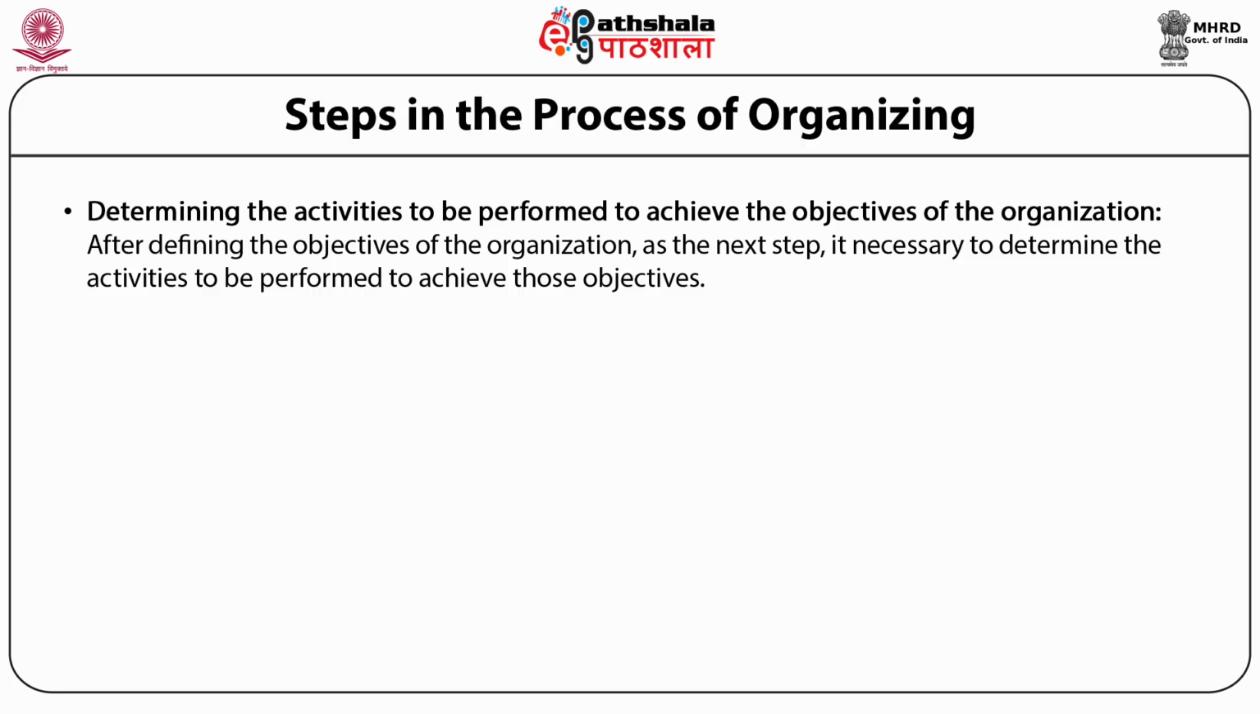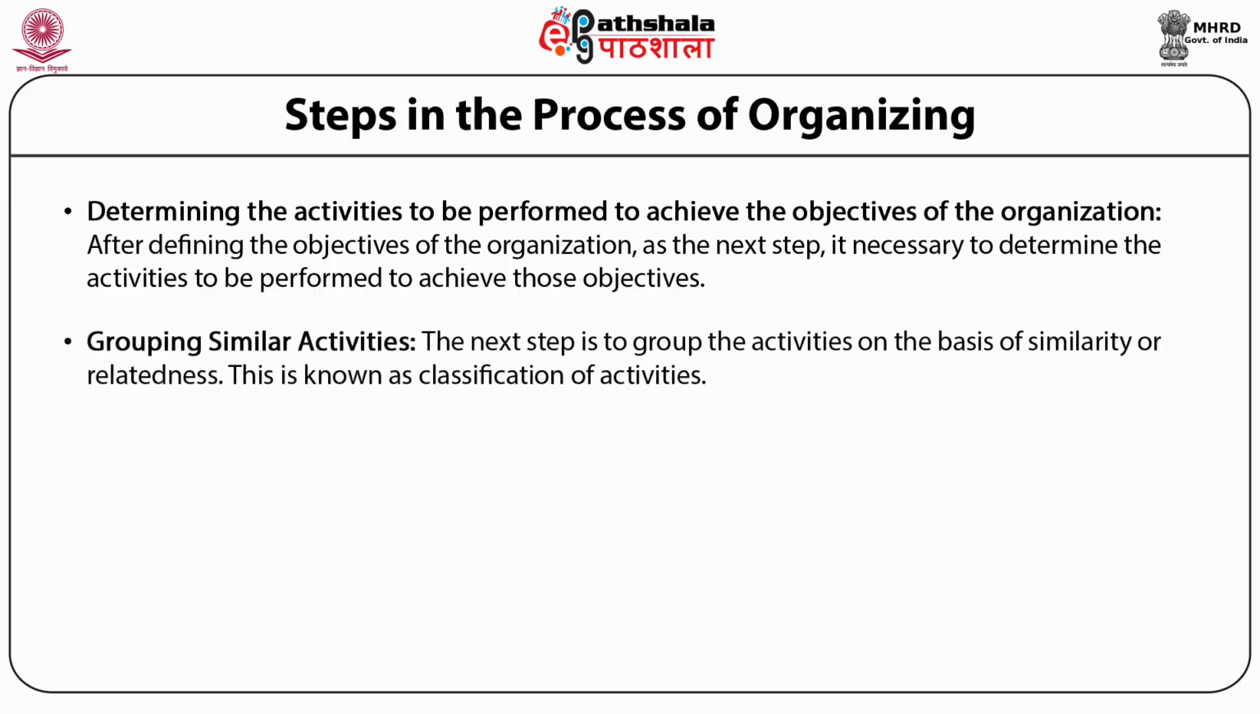Next step is to group the similar activities. As a next step, grouping the activities on the basis of similarity or relatedness is done. This is known as classification of activities. The activities of the same nature are grouped together and assigned to a particular department. For example, purchase of material, purchase of manufactured parts, etc. are given to the purchase department. Similarly, financial arrangements, maintenance of accounts can be given to the finance department.